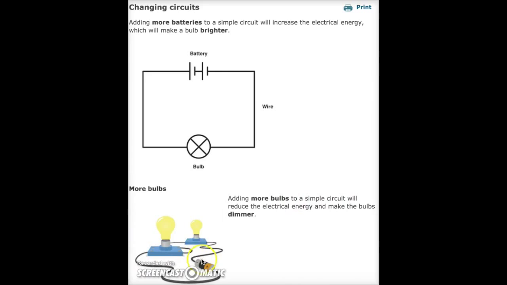If we add more bulbs, the bulbs will be dimmer. The current will be shared between them. And because the current is shared between them, the bulbs will be dimmer, because that's what happens when you add more bulbs. Adding more bulbs means that the current is shared between them. That means that the bulbs will be dimmer.